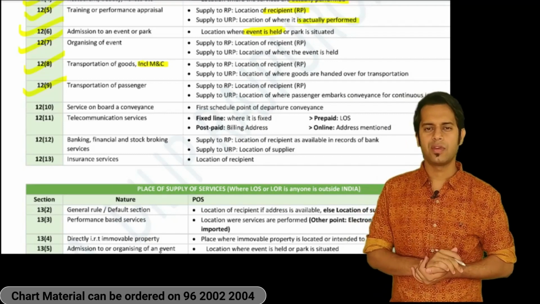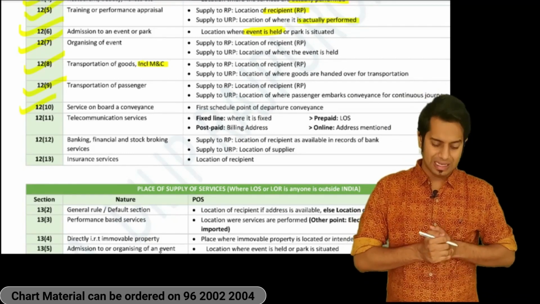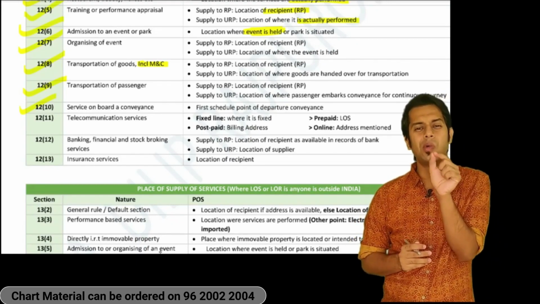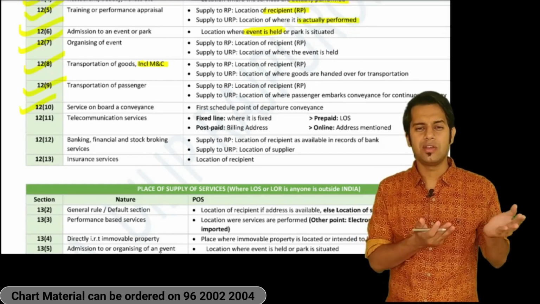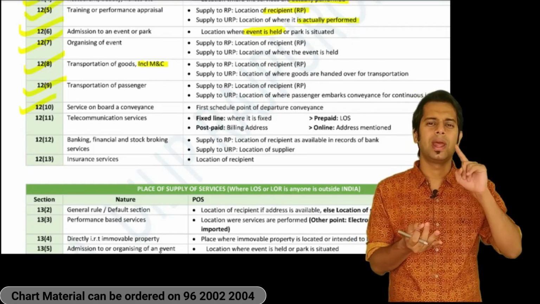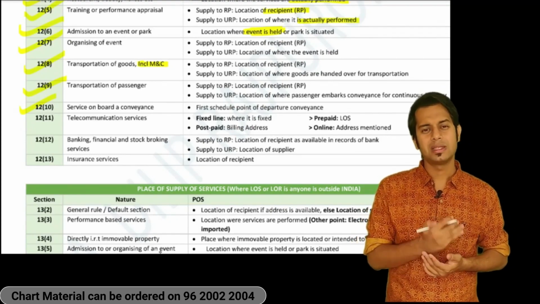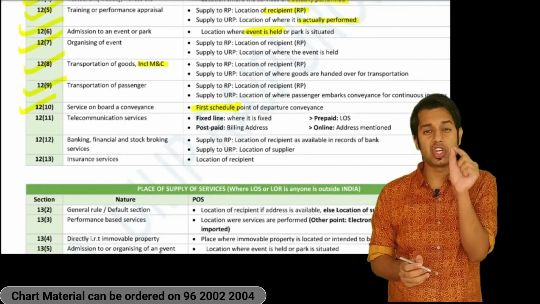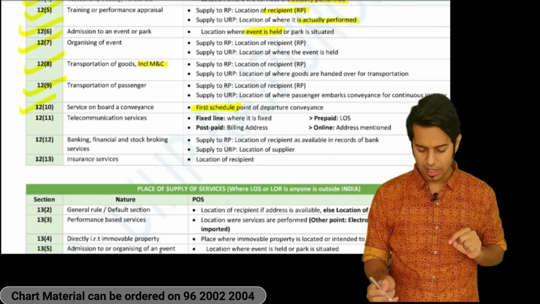Then Section 12, subsection 10 talks about services provided on board a conveyance. Any services which are provided to you on board a conveyance, whenever you are in a conveyance such as a train, aeroplane or ship. If you take any services when you are in the conveyance, then the place of supply for that particular item will be the first scheduled point of departure of the conveyance.